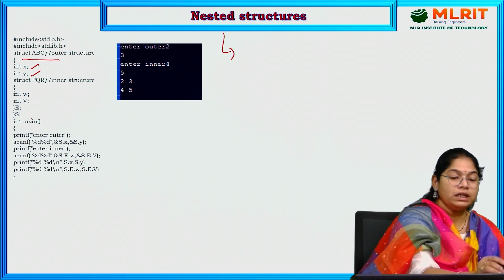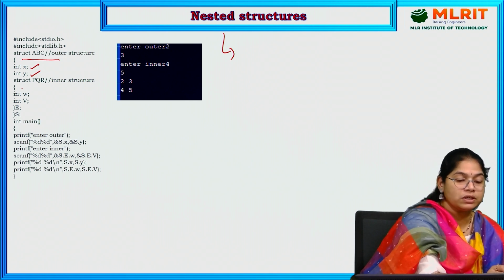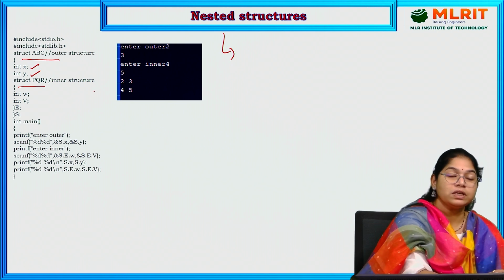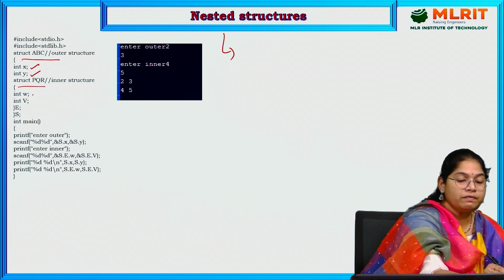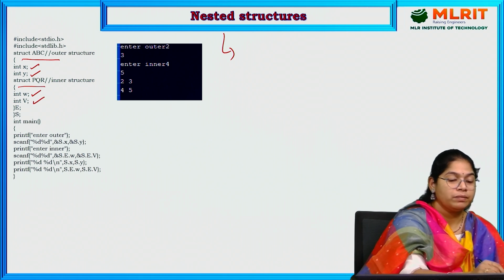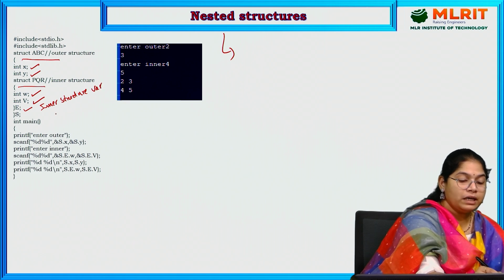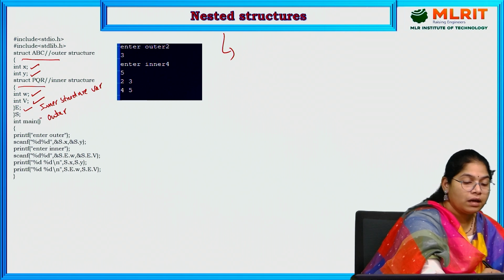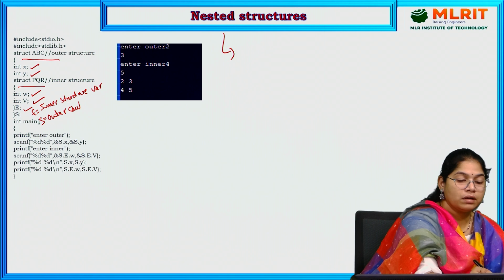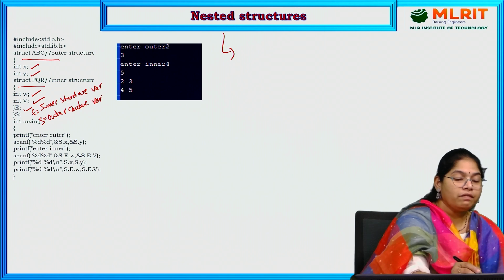Then here, in the struct ABC, I am writing one more structure, that is struct PQR. This is considered the inner structure, which has the members W and V. And here E is the inner structure variable, and S is the outer structure variable.